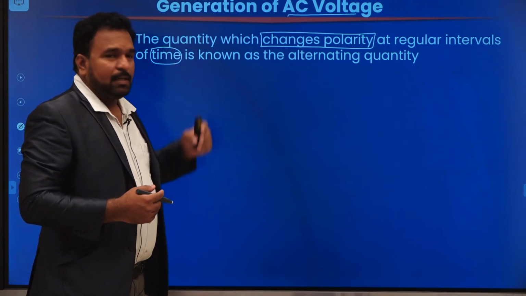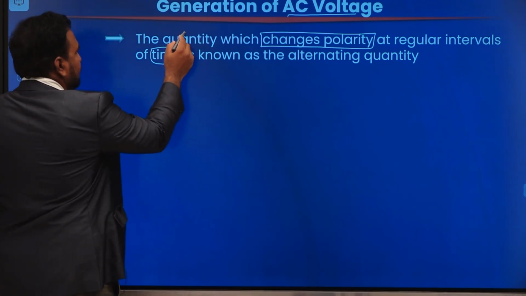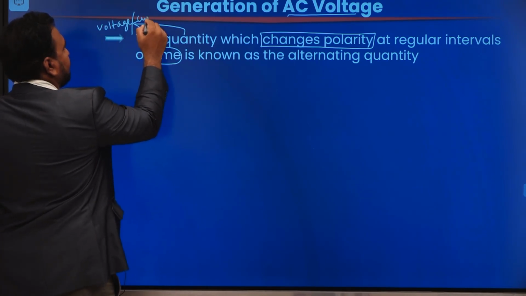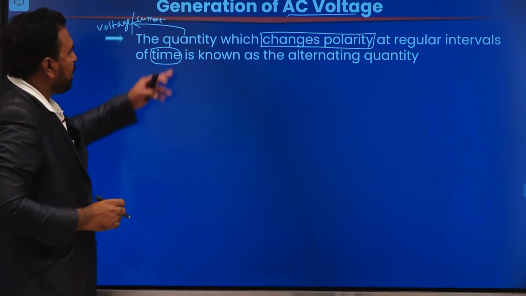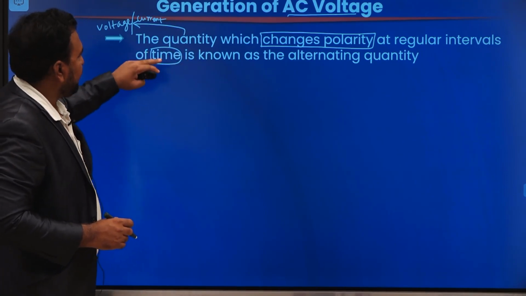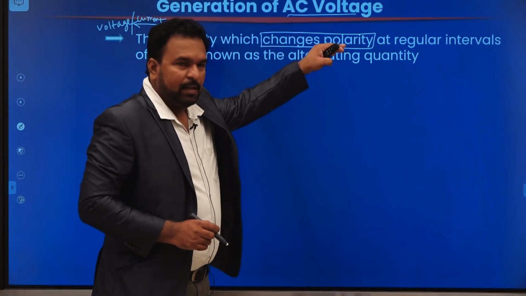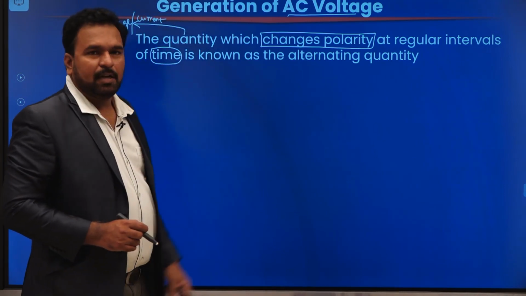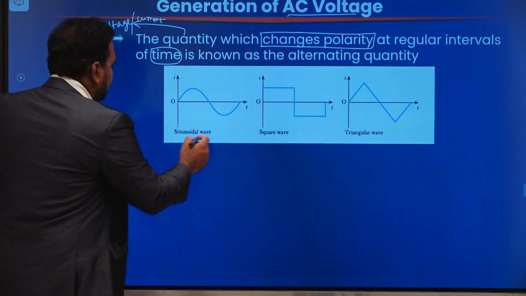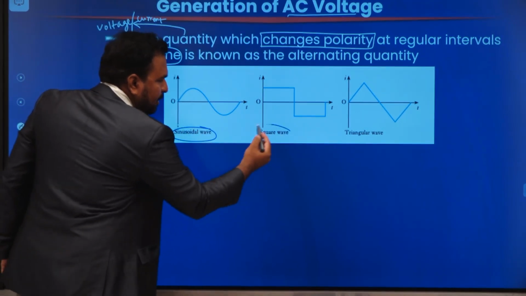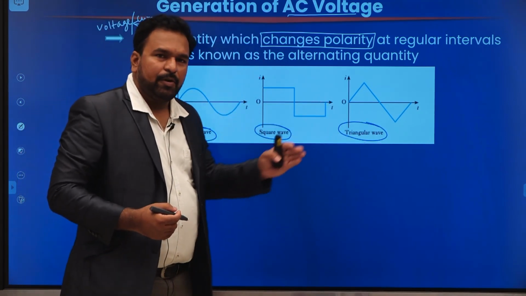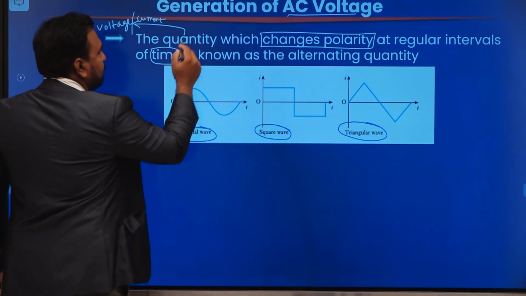In the case of electrical circuits, we are going to call this quantity either voltage or current. So what is this quantity? The voltage or current. In general, we have defined the alternating quantity as the quantity which changes polarity at regular intervals of time. If you observe the waveforms here, the first one is a sinusoidal waveform, the next one is a square waveform, and the third one is the triangular waveform. All these three waveforms are called alternating quantities.